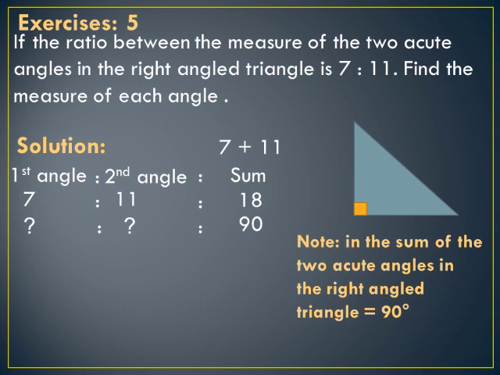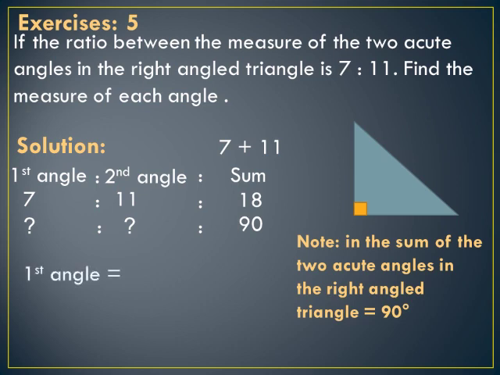This is a very important exercise. Make sum. I didn't find sum in the main question, but I know that in the right angle triangle the sum of the two acute angles equals 90. So in the ratio we will put the word sum: first angle to second angle to sum. Okay? 7 to 11, make plus, equals 18. Under 18 put 90.